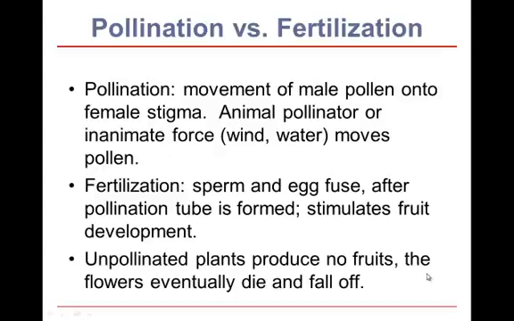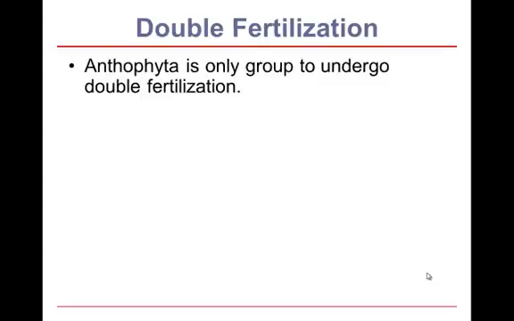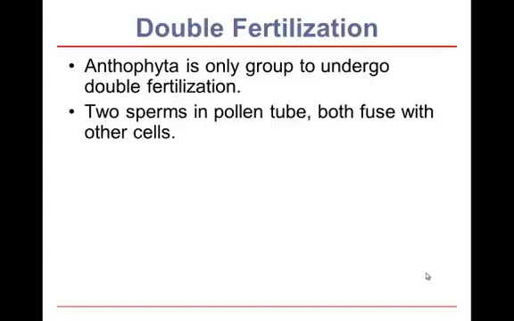Now, we told you in the features of phylum Anthophyta that double fertilization was unique to this group, and that is true. Now, in double fertilization, in fact, there are two sperm cells in the pollen tube, and both will fuse with other cells. One fuses with the egg and produces a zygote. The other fuses with some cells and produces a triploid tissue. Because remember, the sperms are haploid, and if you have one haploid sperm and one haploid egg, they fuse and they produce a diploid zygote.